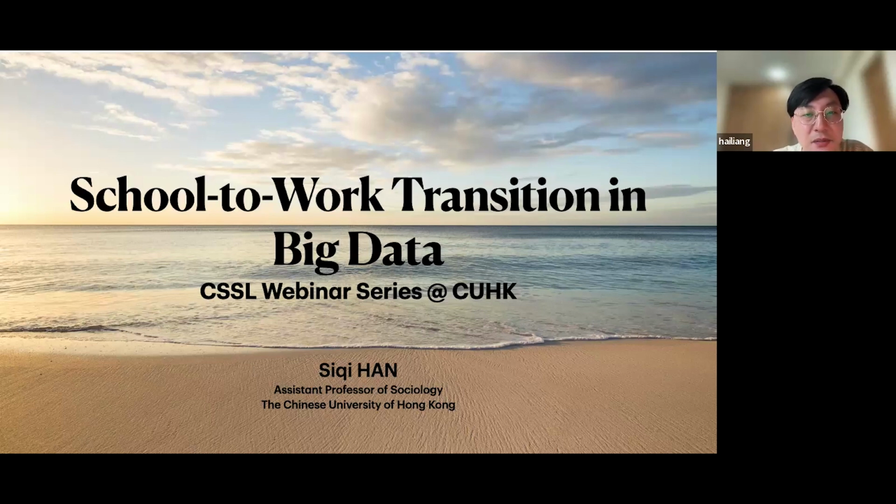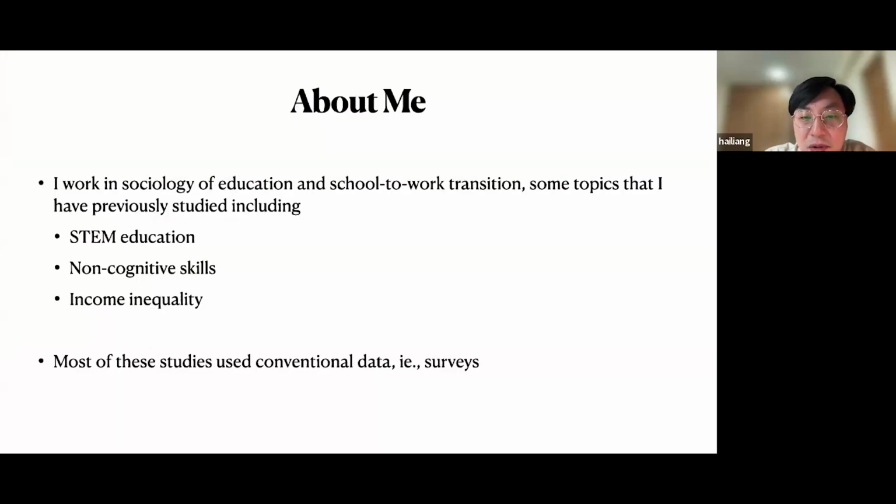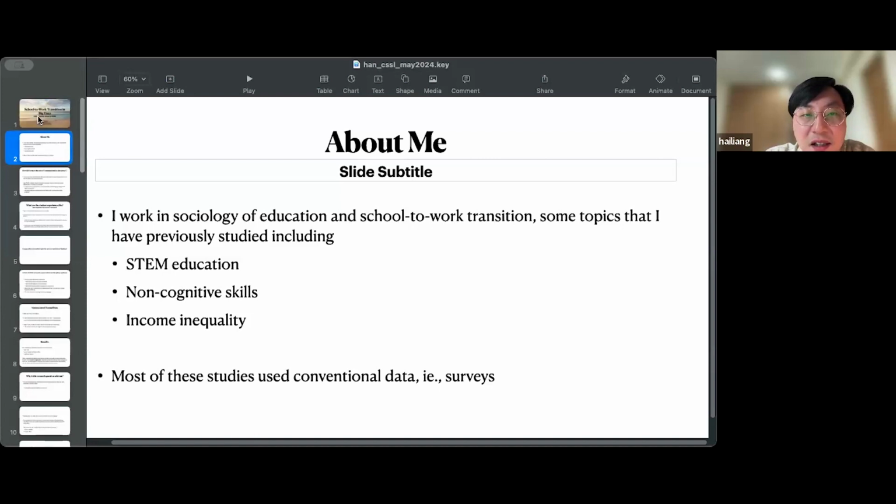I will briefly introduce Professor Han. She's an assistant professor of sociology at the Chinese University of Hong Kong. Her research focuses on knowledge structure in higher education, school-to-work transition, and labor market skill returns. Most of her current work is related to big data analysis using computational methods. Her work has appeared in many prestigious journals like Proceedings of the National Academy of Sciences, European Sociological Review, Journal of Marriage and Family, and others.